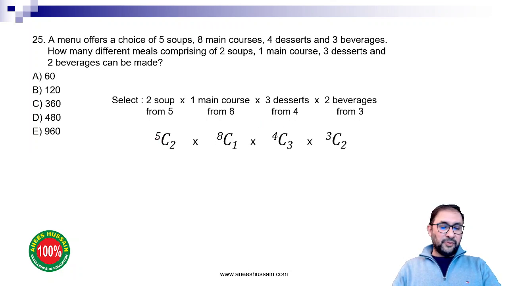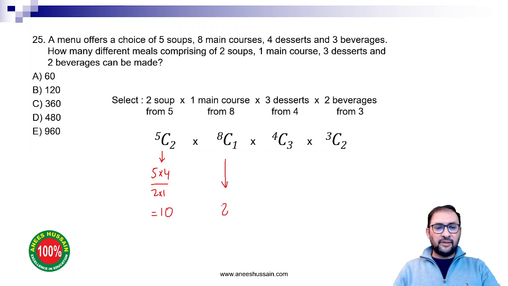So for the soups, it's going to be 5C2. For the main course, it's going to be 8C1. For the desserts, it's going to be 4C3. And for the beverages, it's going to be 3C2. So 5C2 is basically 5 into 4 divided by 2 into 1. That gives you 20 over 2, which is equal to 10.